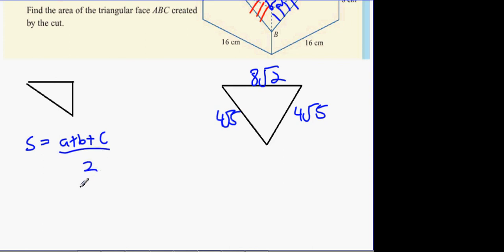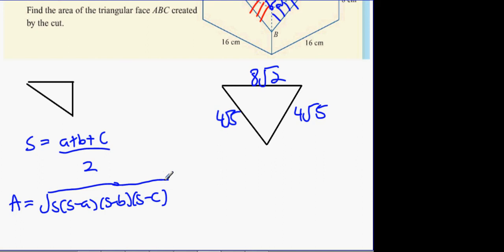Actually, we have several choices. S equals A plus B plus C over 2, then you use the formula area equals the square root of S times (S minus A), (S minus B), (S minus C). That is in the log tables, where A, B and C represent all the sides.